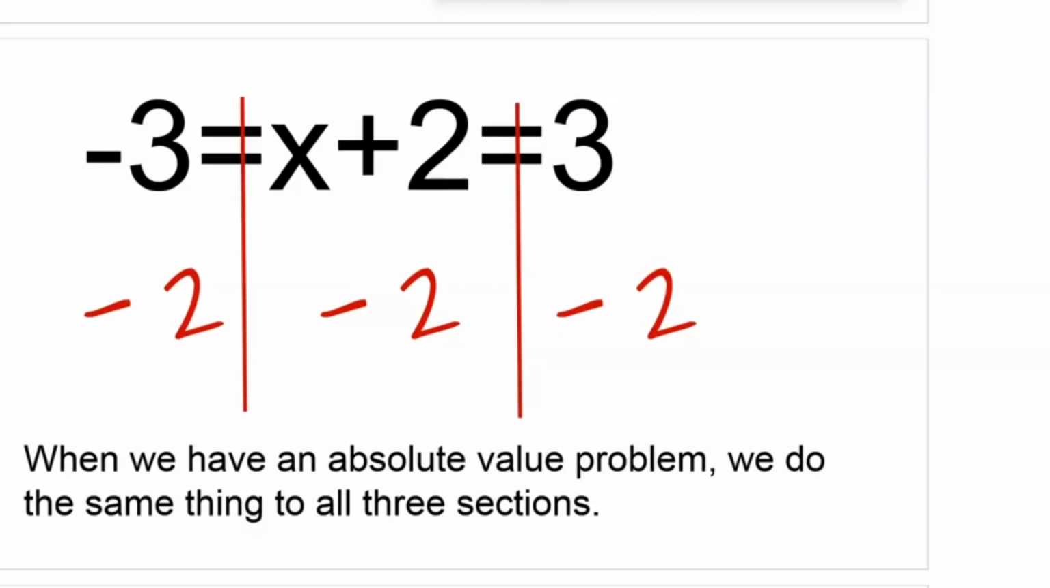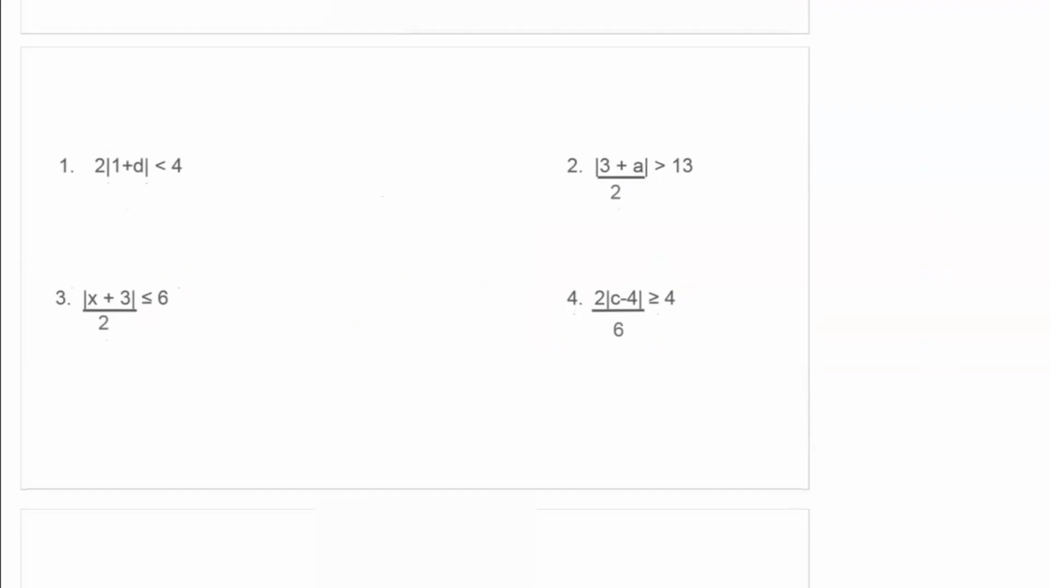So we just have to make sure we do the same thing in all 3 sections to keep that equation balanced. Here are a few examples of absolute value inequalities that we can solve. So if you remember when I showed you the steps, step 1 was to get the absolute value by itself. So if we look at number 1 here, we have 2 times the absolute value of 1 plus d is less than 4. So the very first thing is to get the absolute value by itself.